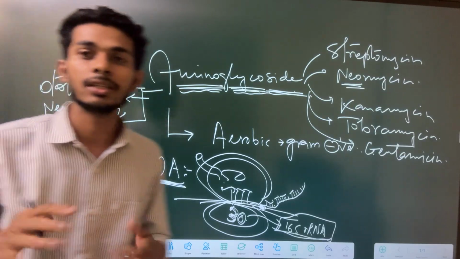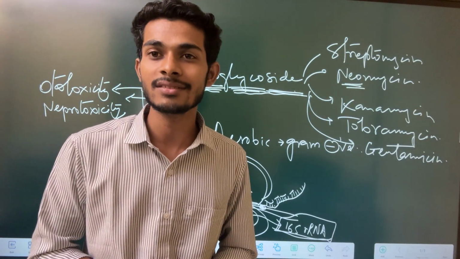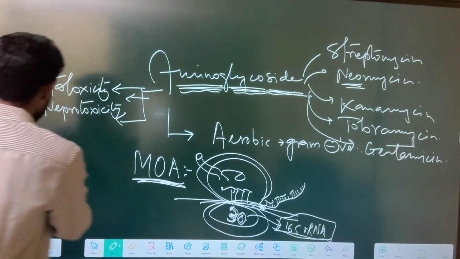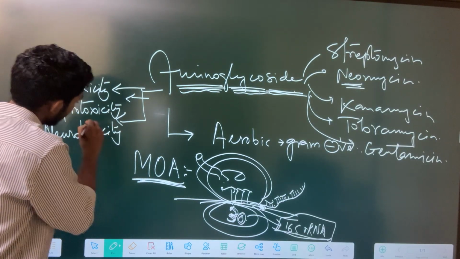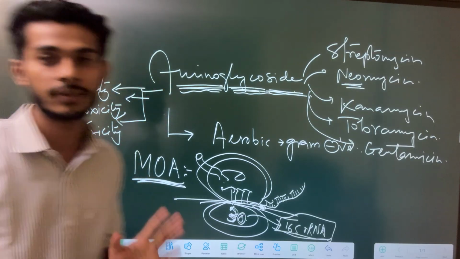Nephrotoxicity. And it will leave you paralyzed. So when paralyzed, it means neurotoxicity. These are very important. Neurotoxicity. These are the most important side effects or unwanted effects of aminoglycoside.